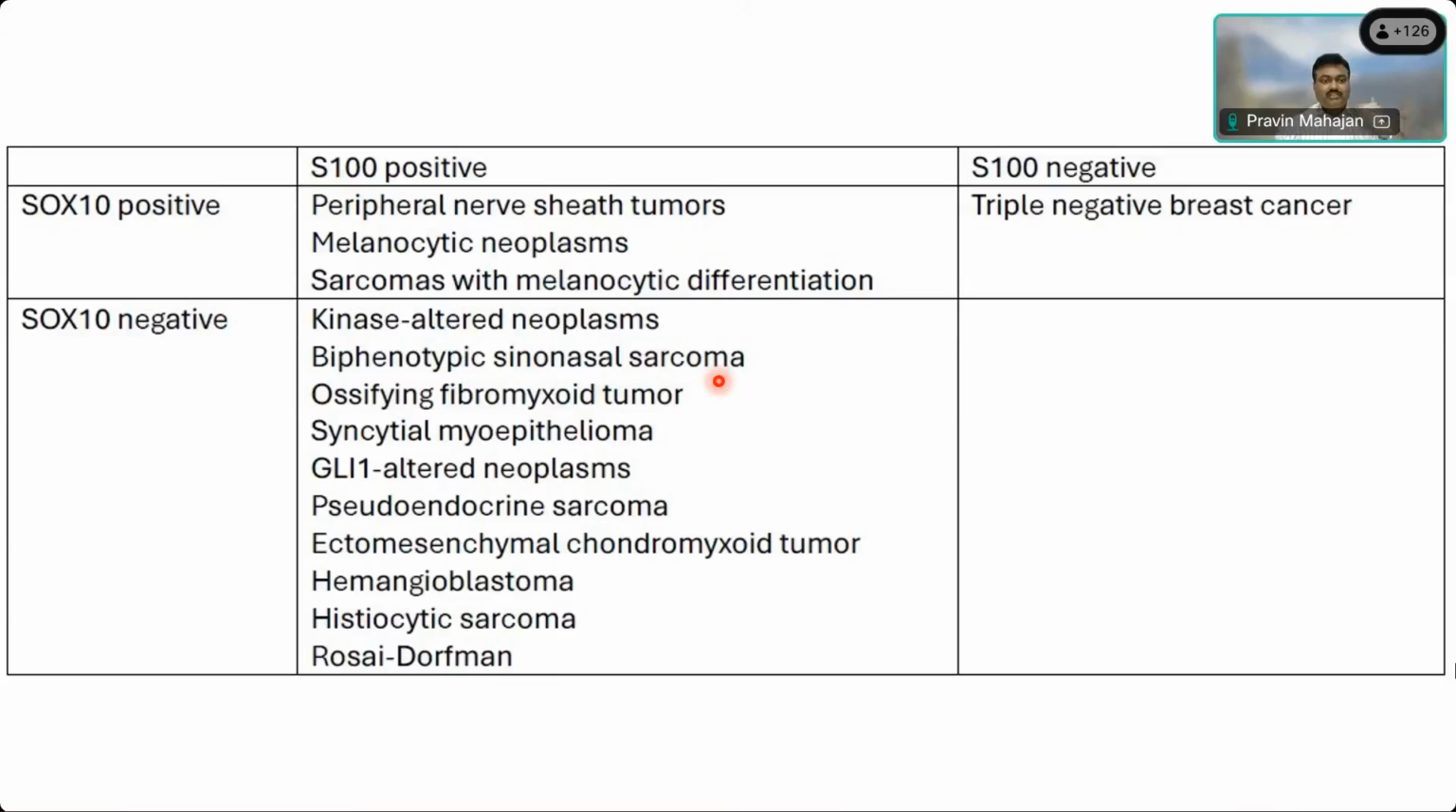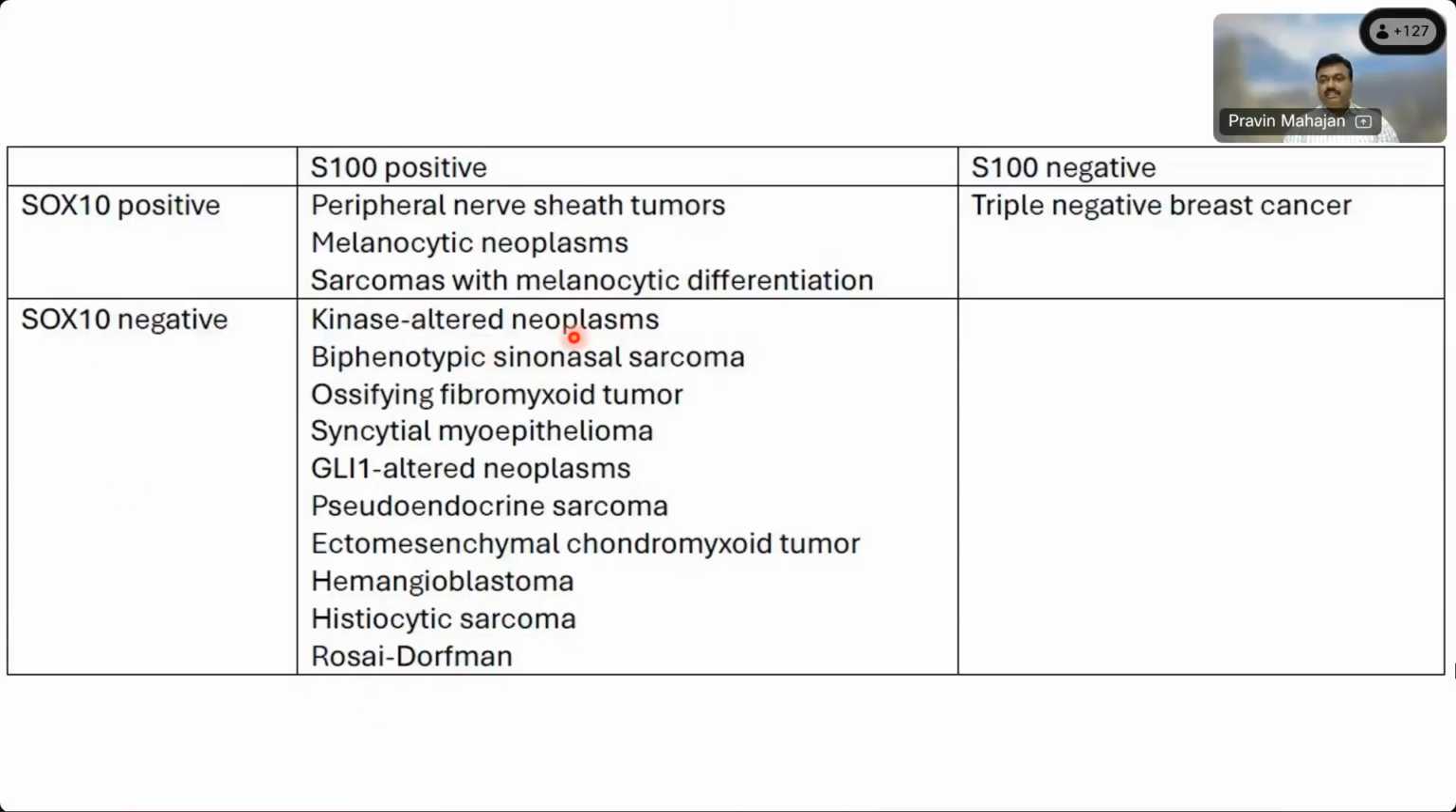When SOX10 is negative and only S100 is positive, the list is very large, including kinase altered neoplasm, which is a new thing, biphenotypic sinonasal sarcoma in the sinonasal cavity, ossifying fibromyxoid tumor in the soft tissue, myoepitheliomas of the soft tissues. And then there are other tumors like histiocytic sarcoma and Rosai-Dorfman disease; even though these are histiocytic tumors, they are S100 positive but SOX10 negative. Interestingly, in histiocytic sarcoma and Rosai-Dorfman disease, the S100 positivity will be only in the cytoplasm and not in the nucleus. So that's a good clue.